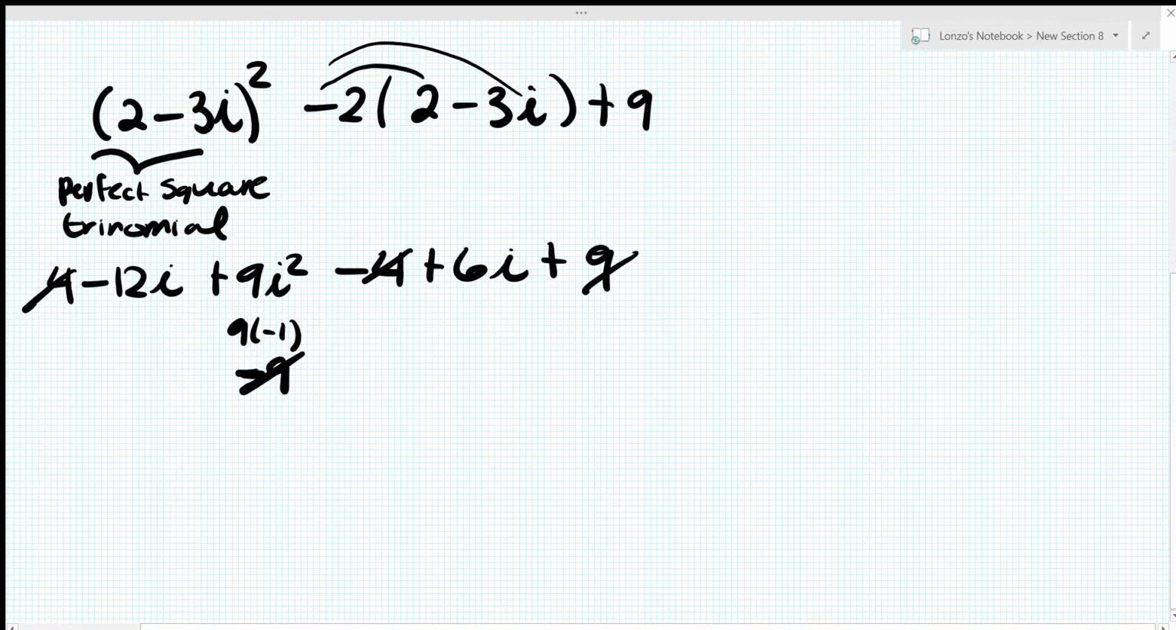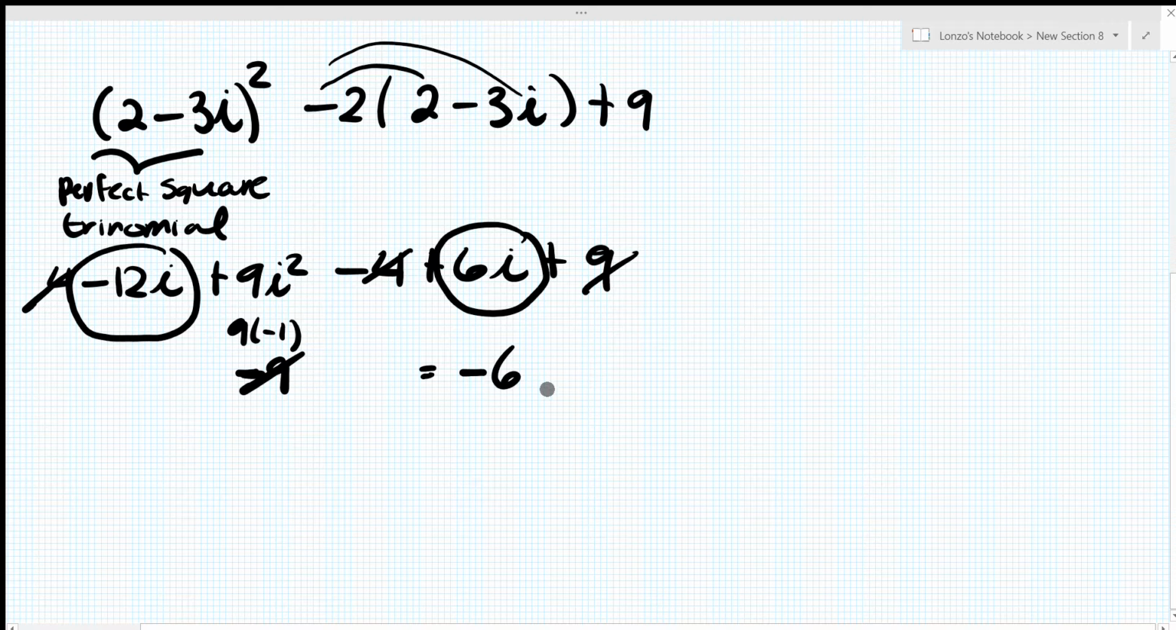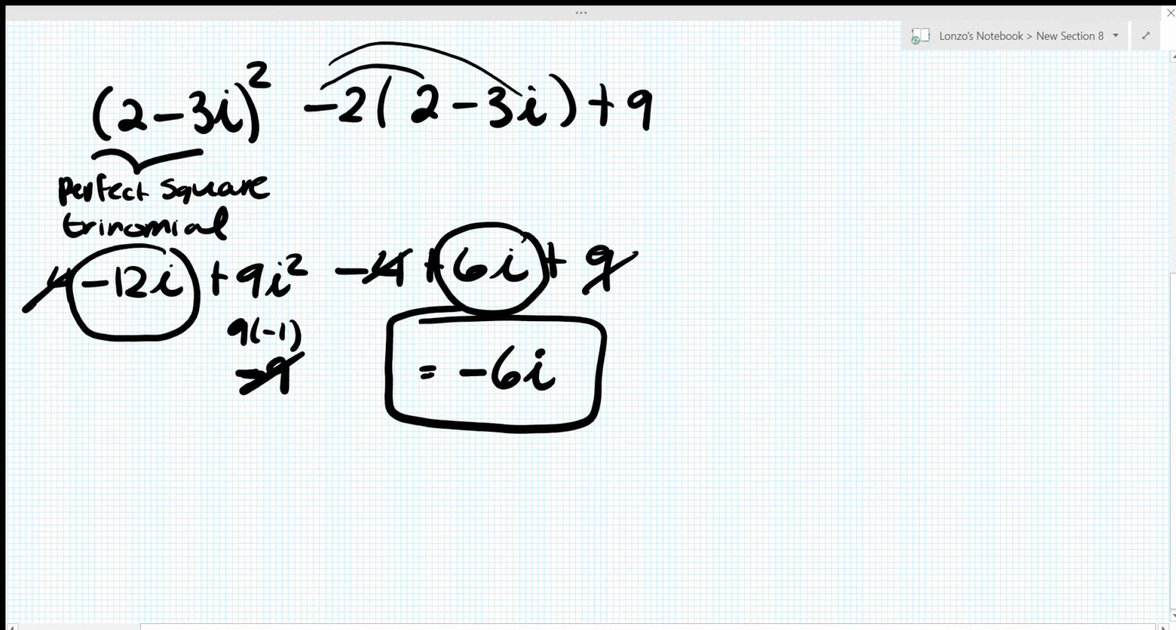Now let's deal with imaginary numbers. So we have a negative 12i and then a positive 6i. Negative 12i plus 6i is negative 6i. Yep, that's your final answer for this one. Okay.